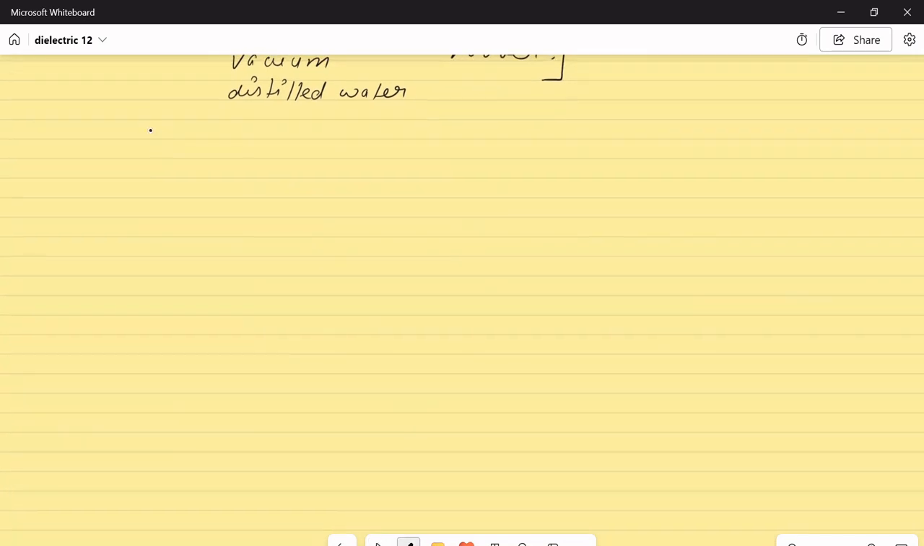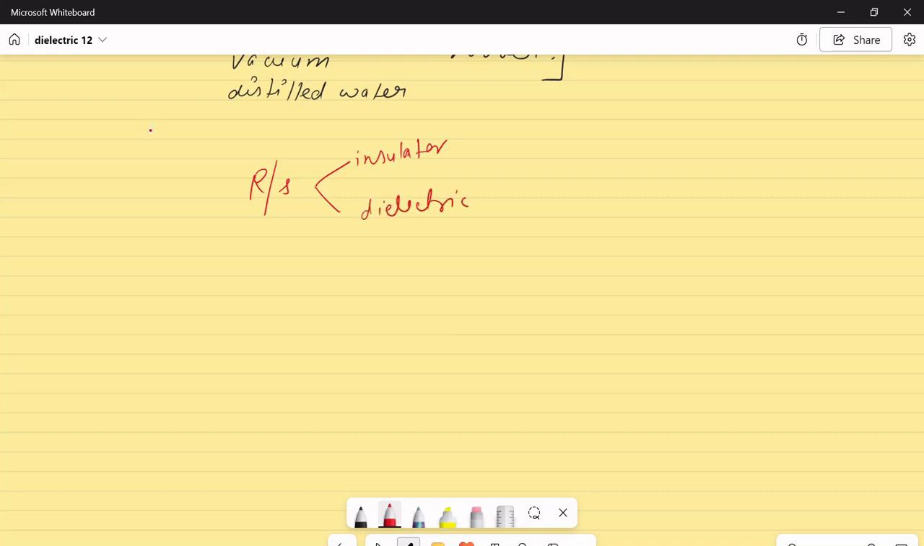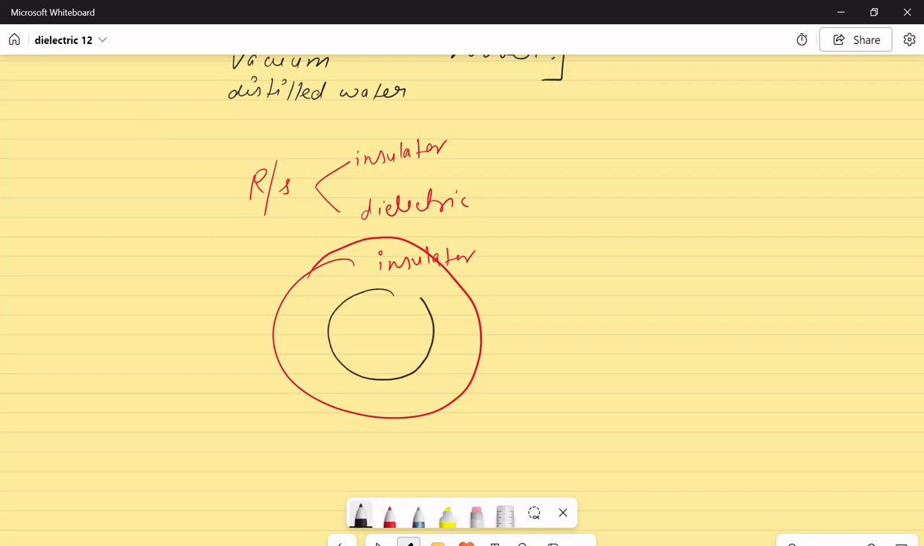For example, if I talk about the relationship here, let's say I have to know about the relationship between insulator and dielectric. We can even represent that. It will be very easy to remember, right? So there is this big circle of insulator. This is the insulator, right? And within this bigger circle, we have some materials which are dielectric. So this is dielectric. So you can understand that not all insulators are dielectric, but dielectric is a part of insulator only. So this is how you can understand the relationship between the two.